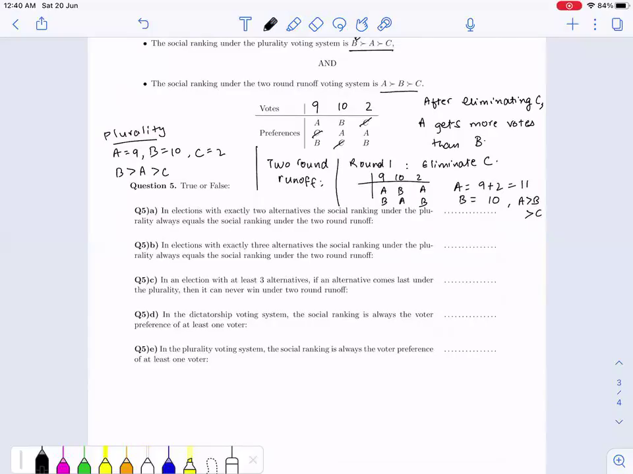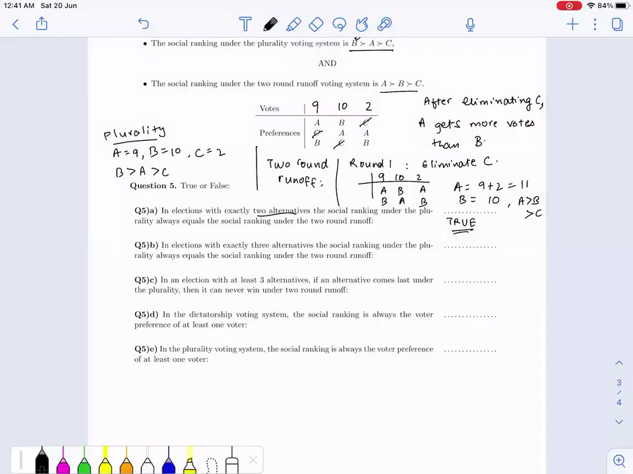So the first one says that if you have exactly two alternatives, the ranking under plurality always equals the ranking under the two-round runoff. This is true because if you don't have a third alternative, the top two alternatives go to the second round, but they are all the alternatives that you have. So there's no third alternative that you need to eliminate. So the ranking stays the same. The votes don't ever get transferred.